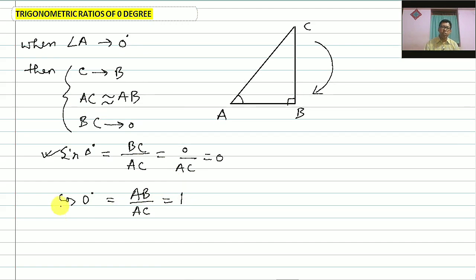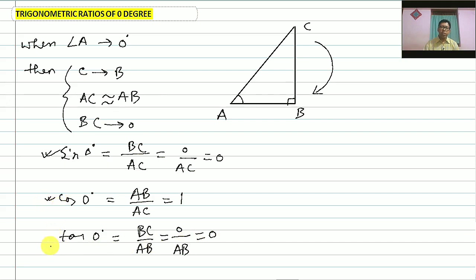So cos 0 degree is equal to 1. And tan of 0 degree. What is tan theta? Tan theta is equal to height upon base. Here height is BC and base is AB. So in this case, BC is going to be 0. So this is 0 upon AB. So 0 upon AB is equal to 0. So tan 0 degree is equal to 0.